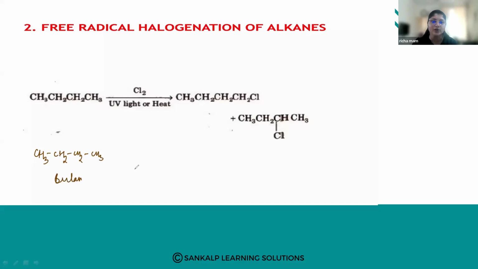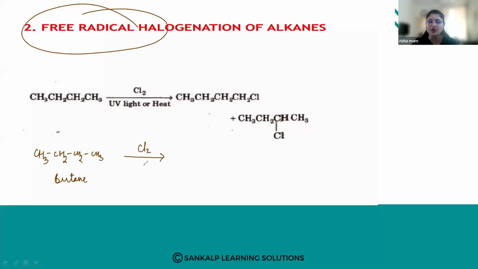So I am doing chlorination. How will the free radical mechanism work? We are taking a halogen in the presence of hν, that is light. You use UV light, or you can take heat. In the presence of light, the halogen generates free radicals. So butane, we are providing UV light or heat. What will you obtain?